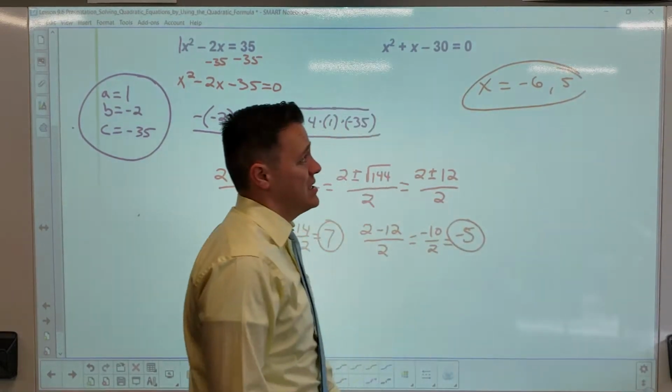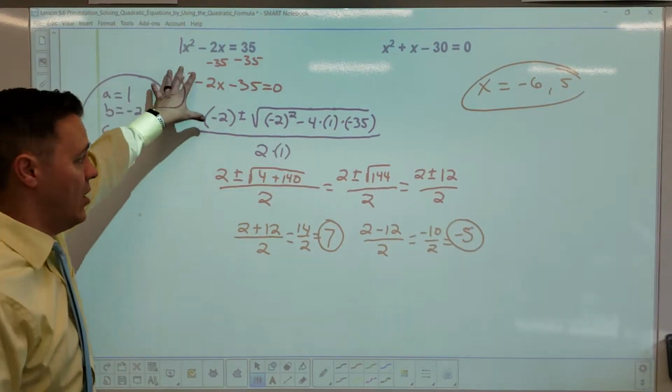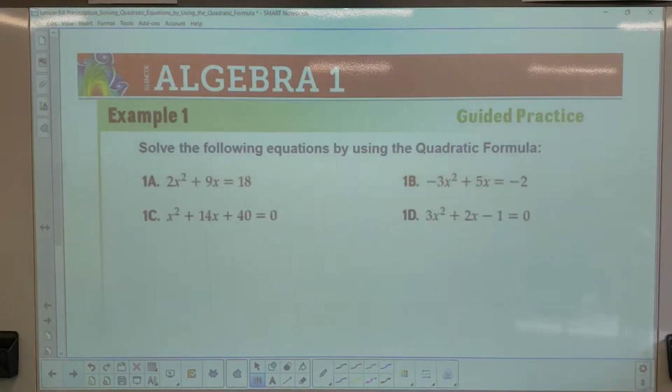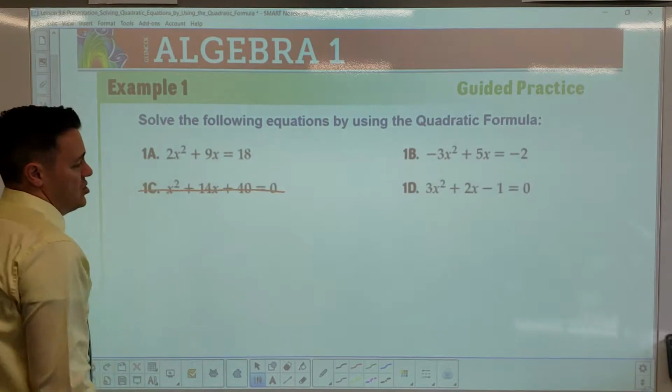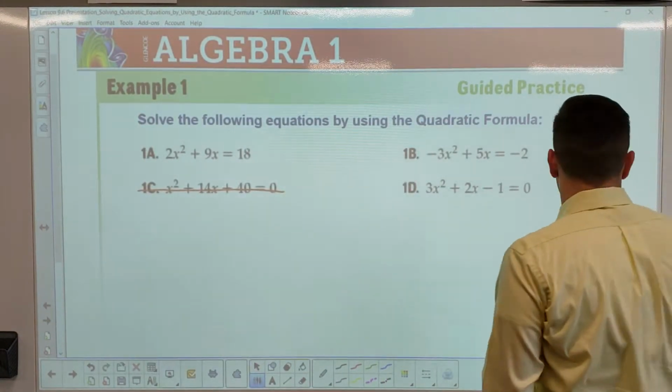Remember, sometimes it's not about how you get there. It's not about the end result. Sometimes I need to know how you get there. All right, next, ladies and gentlemen, we had quite a few that we did in class. Not going to do 1C because that one's too simple for you. Instead, I want you to move on to 1A.